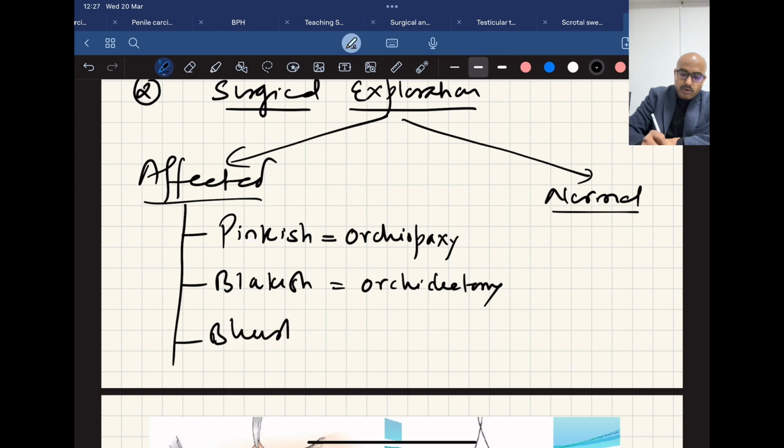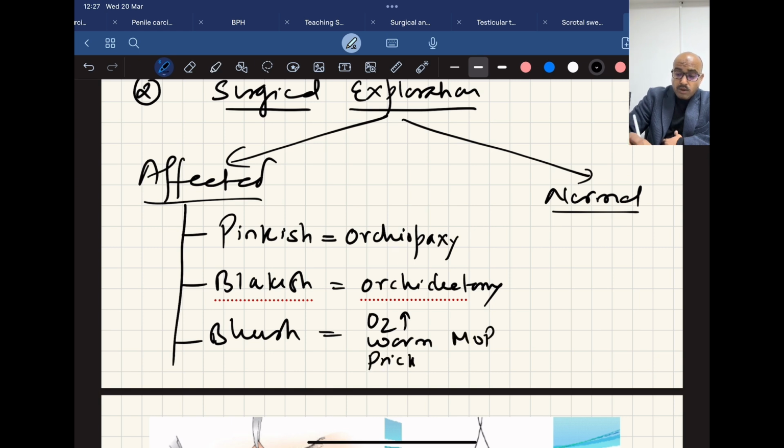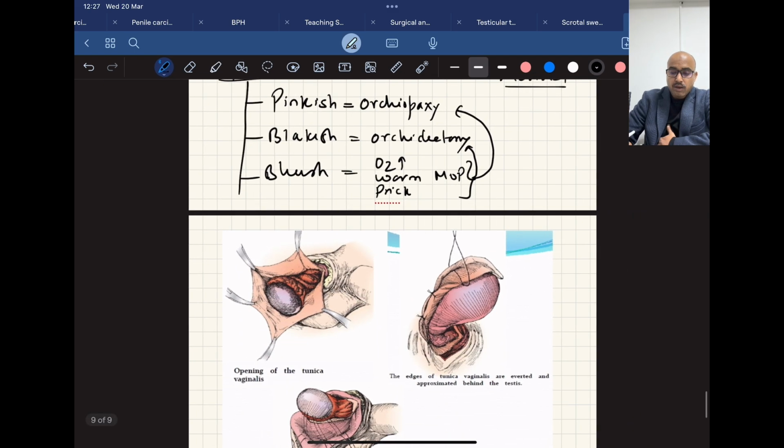Remove it. If it is bluish and you are still confused what to do, then wait for 10 minutes. You give increased oxygen supply, cover the testes with a warm mop or cloth, and you can even prick and see the vascularity. Wait for a while, 10 minutes, and if the color changes to pinkish, then save it. If still bluish or converting to blackish, then remove it. So this is the way we decide after exploration.